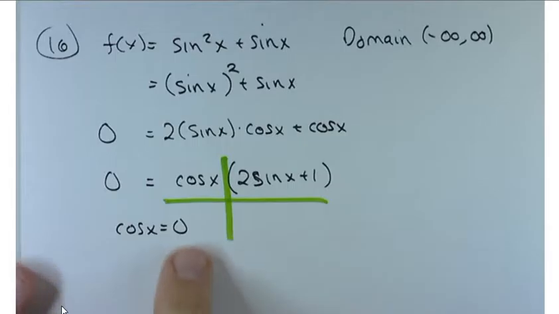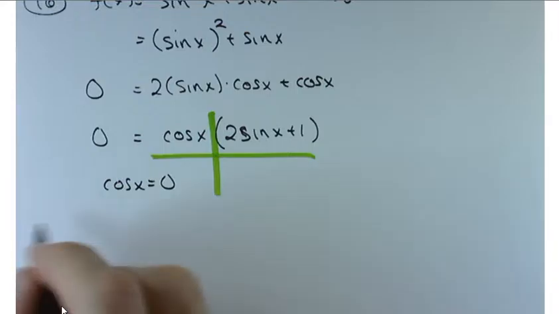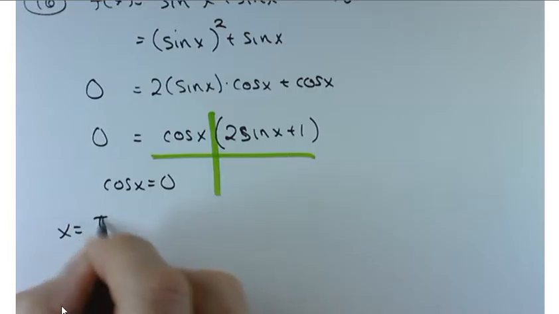And this one we can do in radians. At least I hope we can do it in radians. Where's the cosine equal 0? Pi over 2. Good. Where else? Good. Pi over 2 and 3 pi over 2.